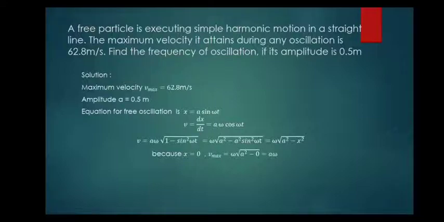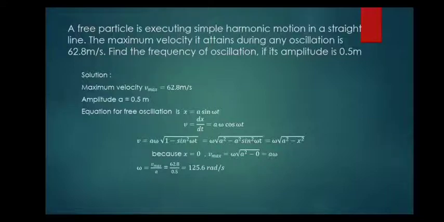Now because the particle attains maximum velocity while passing through the equilibrium position, at which time the displacement is 0, x will be equal to 0. V maximum will be equal to omega square root of a square minus 0, which is equal to a omega. So omega can be rewritten as V max divided by A. So 62.8 divided by 0.5, you will get 125.6 radian per second.